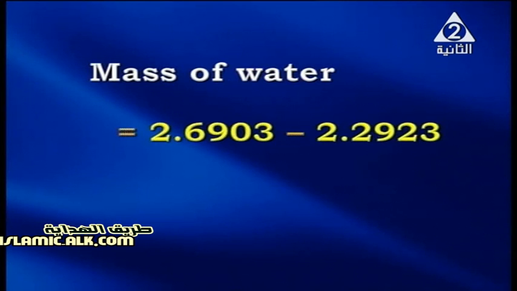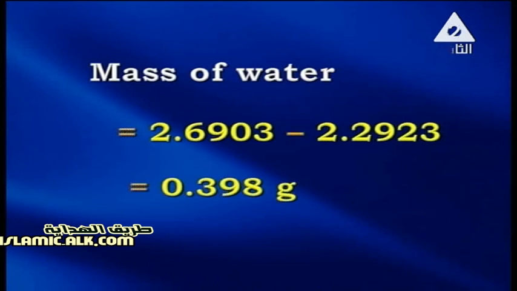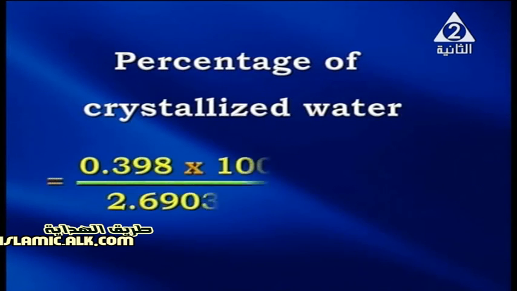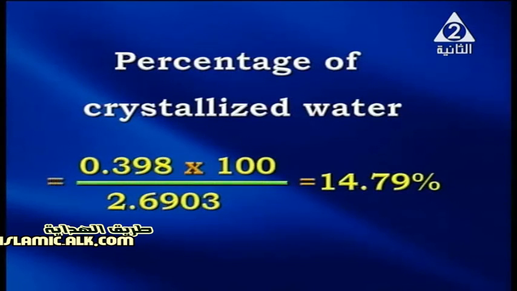Solution. The mass of water equals 2.6903 minus 2.2923 equals 0.398 gram. So the percentage of crystallized water equals 0.398 times 100 over 2.6903, so equals 14.79%.